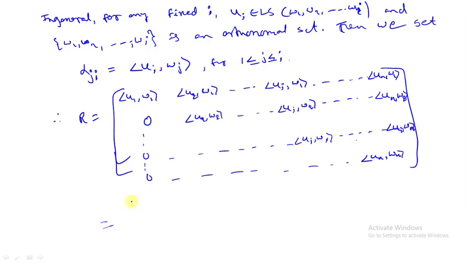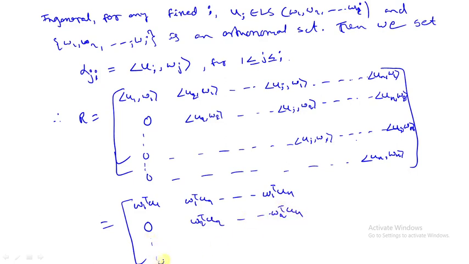This is the same as the inner product. You can write W1 transpose U1, W1 transpose U2, and so on, W1 transpose Un. Then 0, then W2 transpose U2, up to W2 transpose Un, and so on. This is an upper triangular matrix, ending with Wn transpose Un. That means A is equal to QR, where Q is an orthogonal matrix and R is an upper triangular matrix.